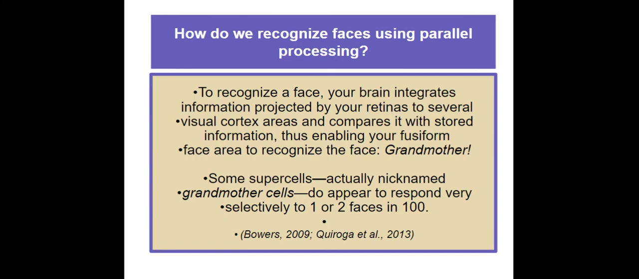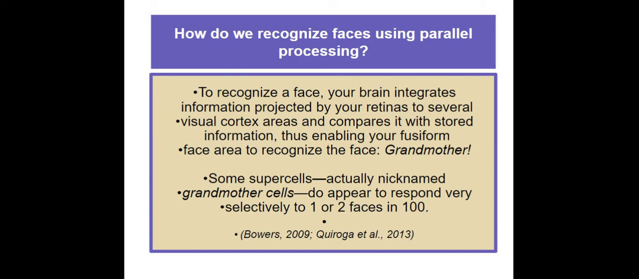Okay, so supercells again. Let's kind of touch base again. So to recognize a face, the brain is going to integrate information projected by your retinas to several different visual cortex areas, and it's going to compare it with stored information. Basically, we call this fusiform. So what we're doing is we're taking pieces and parts. It's almost like Wheel of Fortune, where you get like one letter, then the next letter, and then the next letter, and eventually you can solve it. Some of us, it takes more letters. But when we're looking at a face, it's very similar to that. But we're looking at multiple different things.